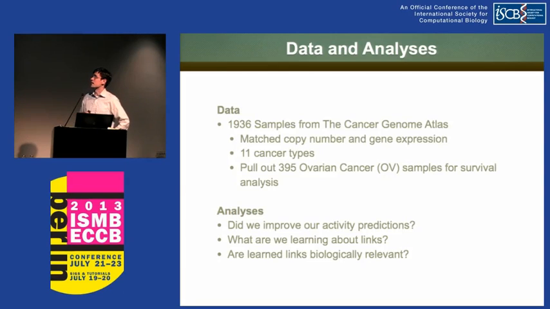As I mentioned before, we're using data from TCGA, across 11 cancer types. We do some analysis on all of the data, and then we also pull out the ovarian cancer data to do a survival analysis. In our analyses, these are the questions we were asking. Did we improve how useful the IPLs are? What, if anything, are we learning about links? And is what we're learning biologically relevant?